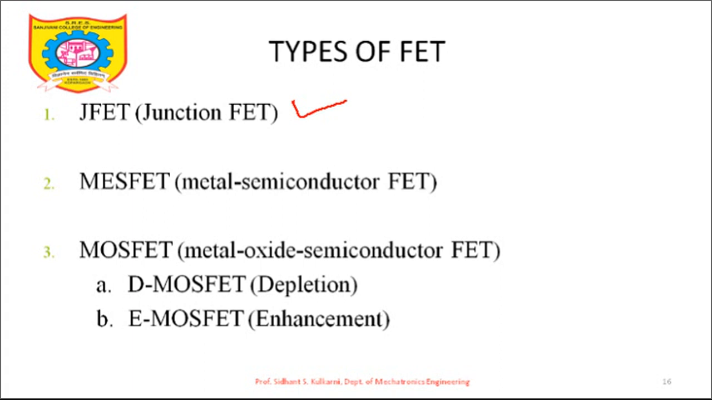JFET, junction field effect transistor, whose comparison with BJT is clear to you. Then MESFET, metal semiconductor field effect transistor, and MOSFET. For your syllabus, only JFETs and MOSFETs are there. So we are going to talk about JFET and MOSFET in the forthcoming lecture. We are not going to concentrate on MESFET, and we will see the characteristics of JFET and MOSFET in the forthcoming lecture. So that's it from my side for this particular lecture.